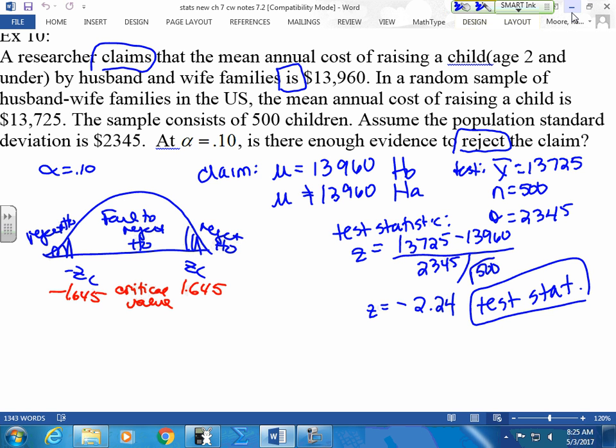Angelise, tell me, based on this, what's your decision? It's reject H0 because where does that number fall? To the left of this guy, pretty far. What area does this fall in? In my reject H0. So watch how nice this is. So my decision is reject H0.